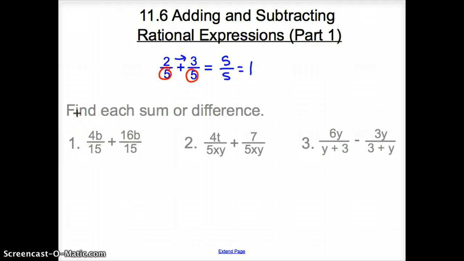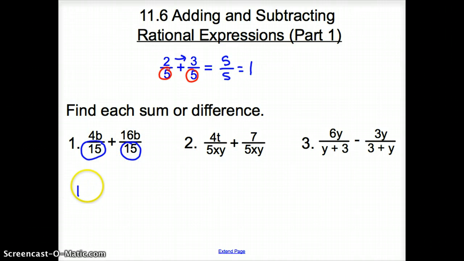So how does this help us with rational expressions when we are asked to find the sum or difference? Well, here are two rational expressions that are being added together. Are the denominators the exact same? Yes, they are. So now I have 15, and that's going to go under what's on top. We have 4b plus 16b. Can we combine like terms? Yes, we can. So that's going to be 20b on top over 15.